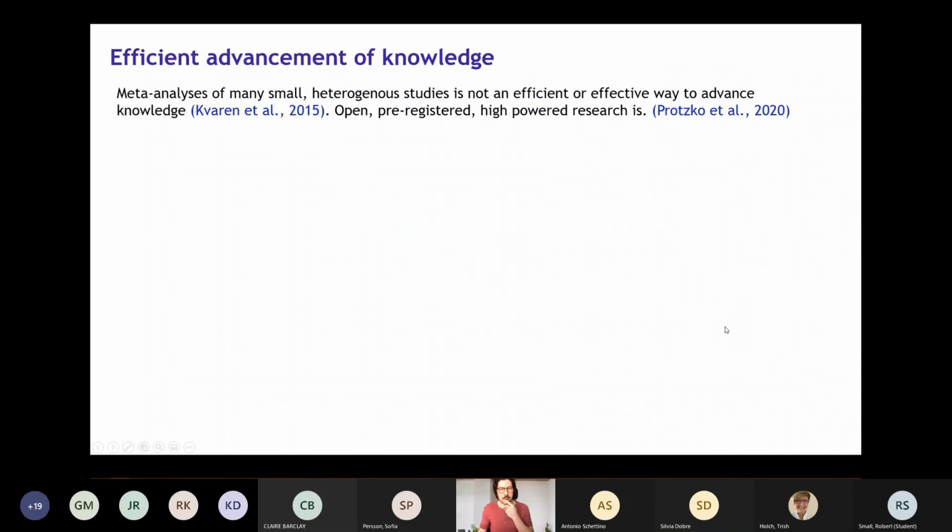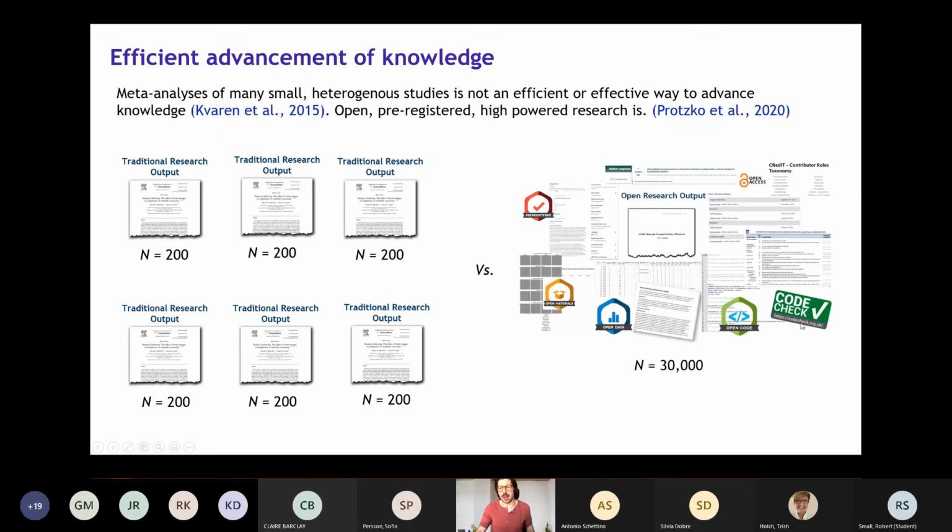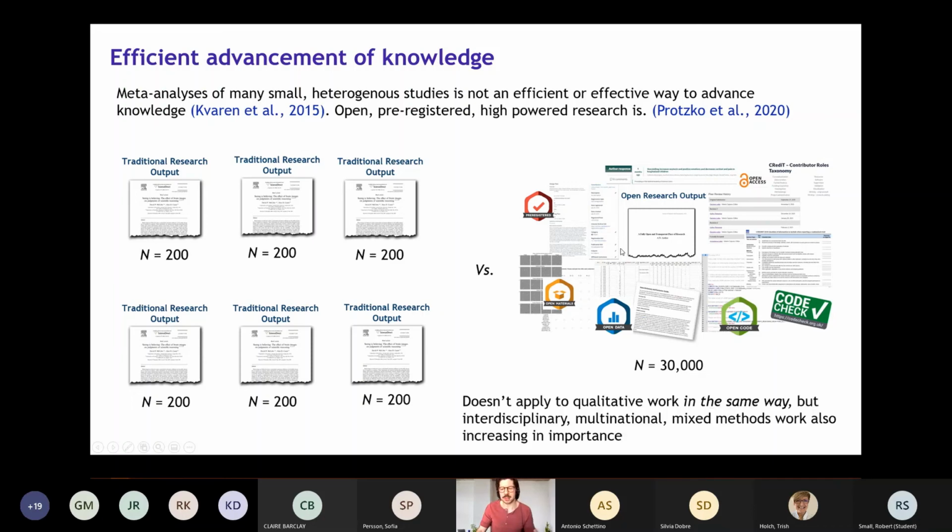Now, this type of working is arguably more efficient for advancing knowledge. The type of knowledge produced in a massive open research team project like this is objectively in some ways better than the knowledge that's produced with lots of small outputs. And this is the same to a certain extent in qualitative work, with the growth of interdisciplinary mixed methods teams and the role of qualitative researchers in these big team projects as well.